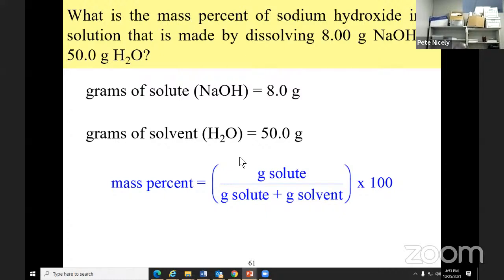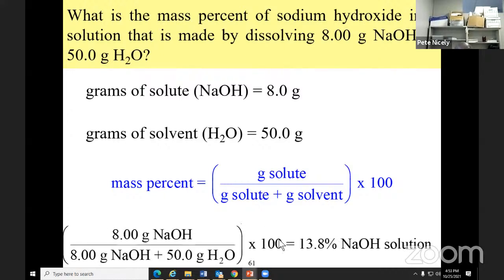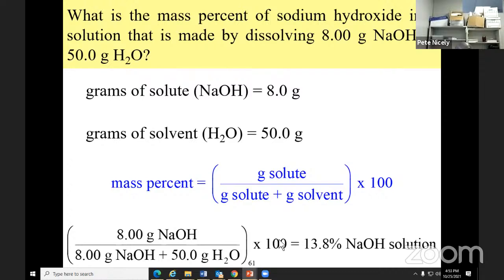So this is the equation that we use to determine the percent by mass of the solution. Basically, we take the mass of the sodium hydroxide and divide it by the sum of the masses of the sodium hydroxide and the water. And when you do your number crunching, you end up with your answer being 13.8% by mass of the sodium hydroxide solution. So pretty straightforward. Basically, you're applying this equation here to answer this question, all right?